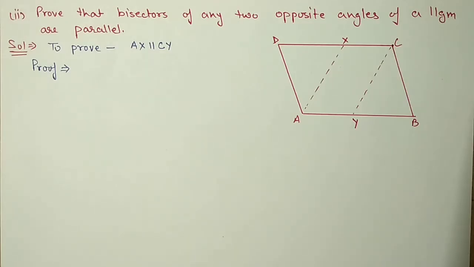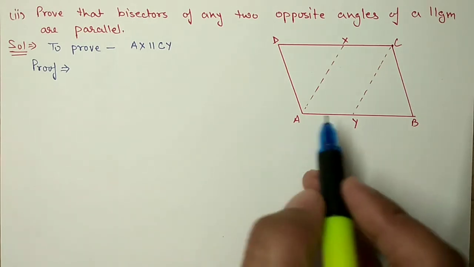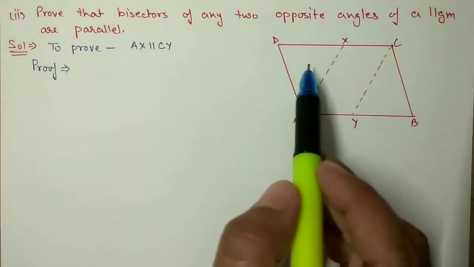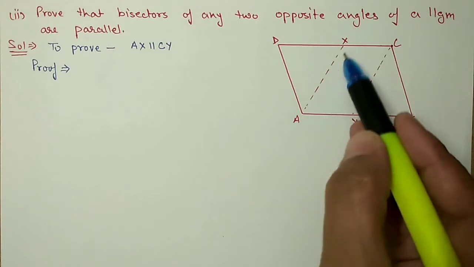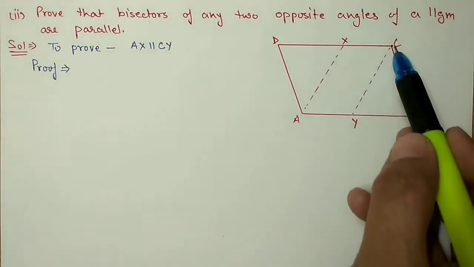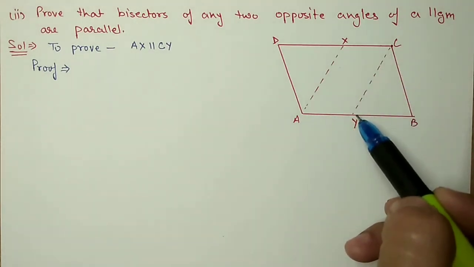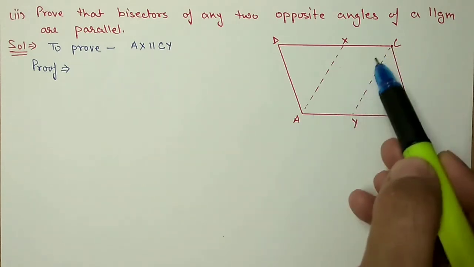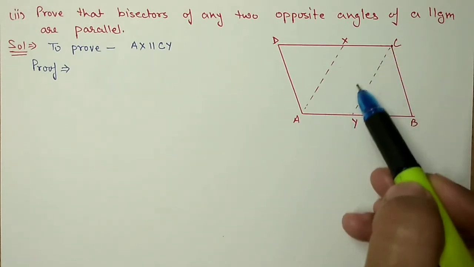Next, question number 11, second part. Prove that bisectors of any two opposite angles of a parallelogram are parallel to each other. ABCD is a parallelogram, and I have taken here AX as the bisector of angle A and CY as the bisector of angle C. These two are the opposite angles of this parallelogram.